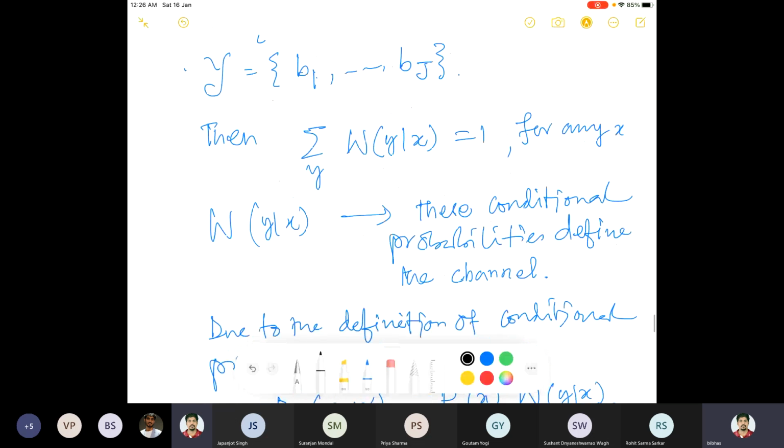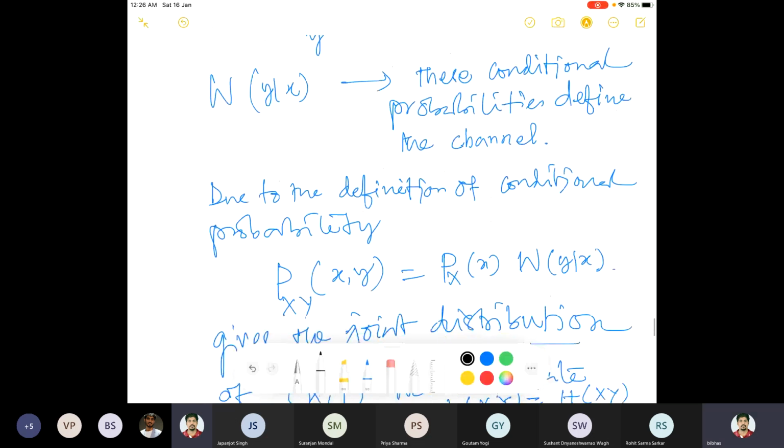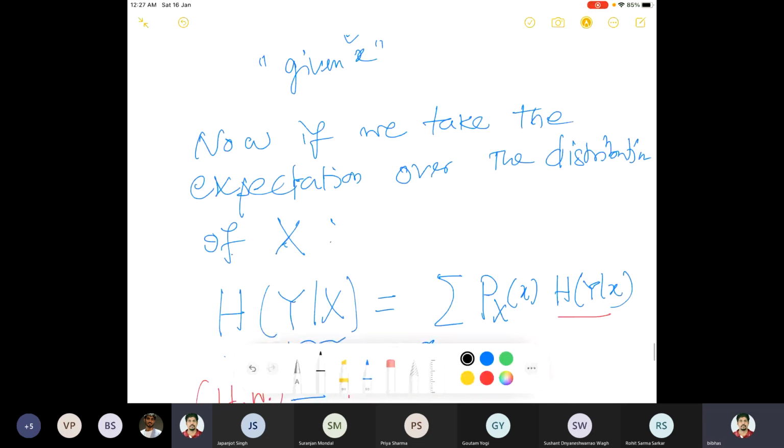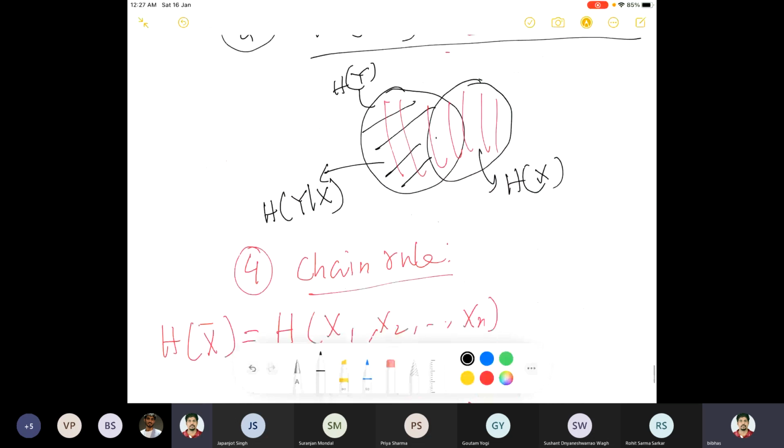And this can be extended to random variables. This is what it is. If you have any other question, you can ask.